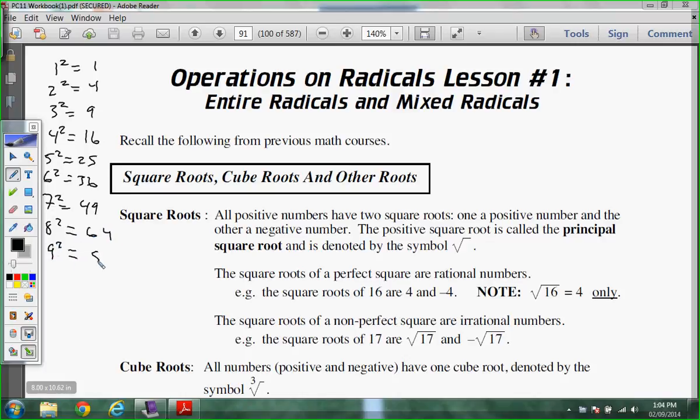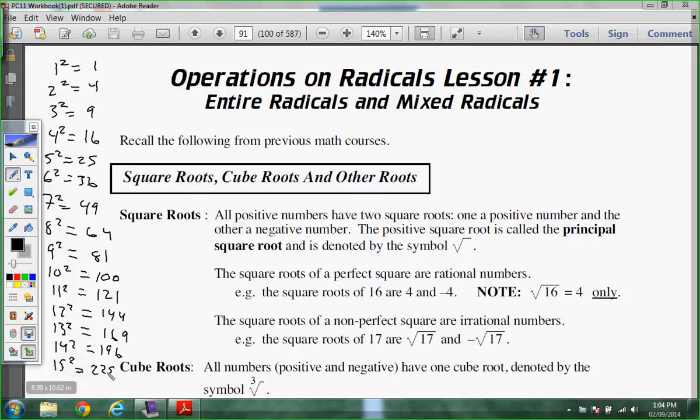Oh, 9 squared, 81. And the last one, 15 squared, is 225. So right there is your perfect squares 1 through 15.